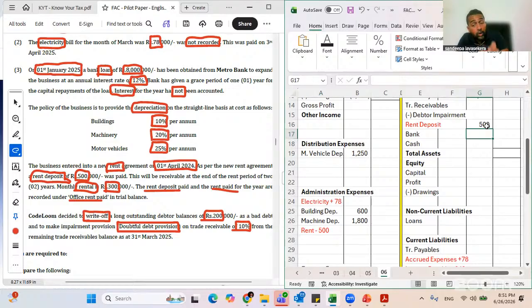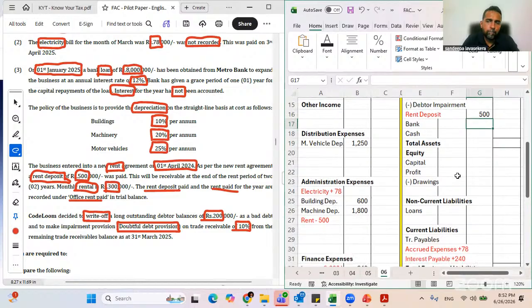From the rent, I'm going to remove 500 because rent deposit is not an expense, and I'm going to put that as an asset. Why? You can recover. You can get that asset from the landlord at the end of the rent period. Why are we putting that as a current asset? Because it's a 2-year agreement. 1 year is already gone, so only 1 year is remaining. Therefore, it's a current asset. So I removed from the rent expense the 500 deposit, and I recognize that as an asset.